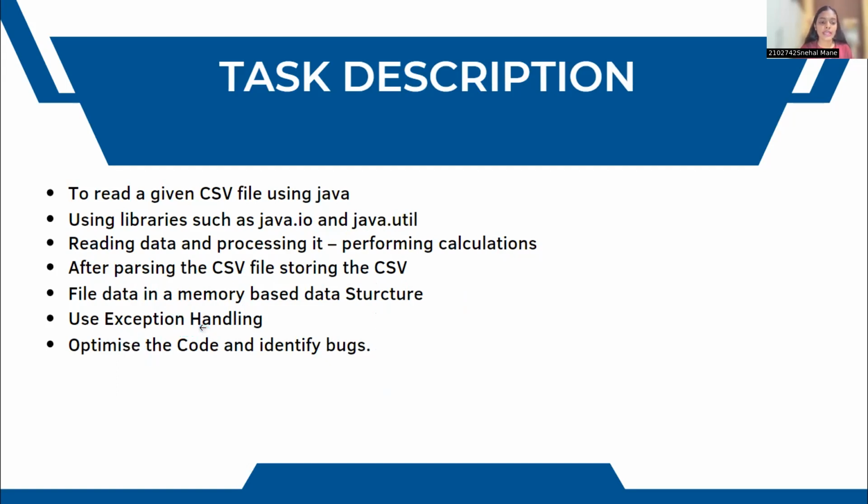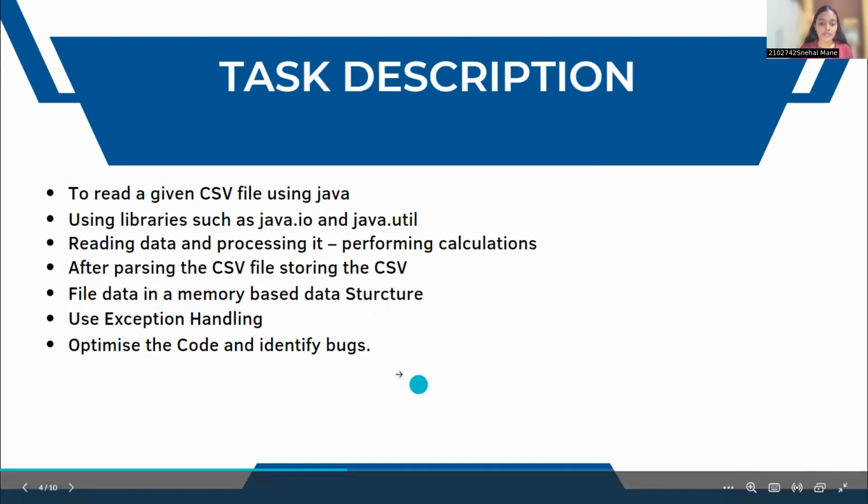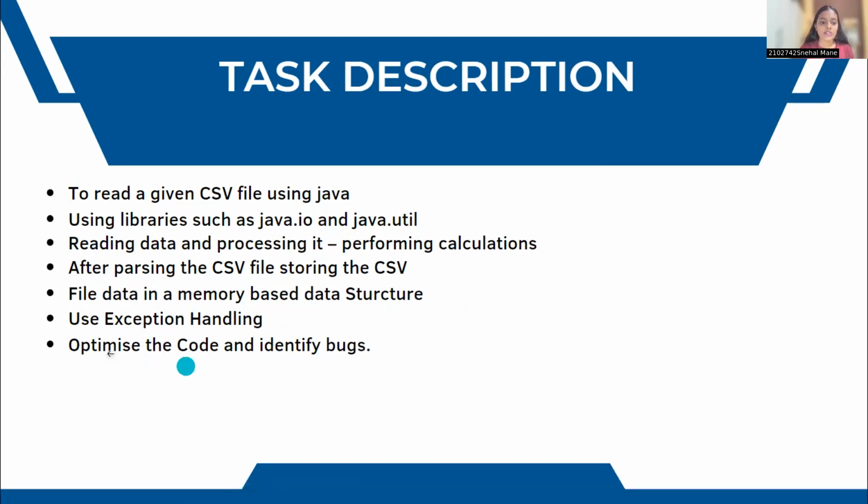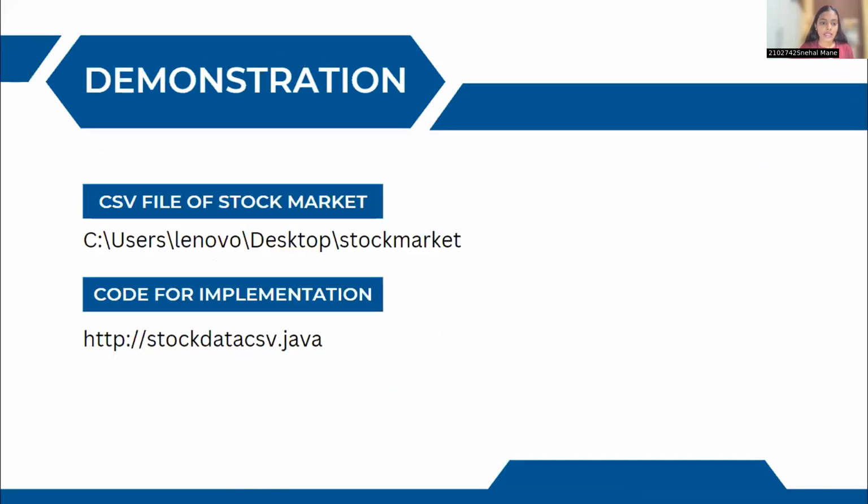It means if we have any exceptions in our code, such as not finding the file of our CSV, this exception will be handled by exception handling. Then we will optimize the code and identify the bugs. So here is my task description, and here is my demonstration.